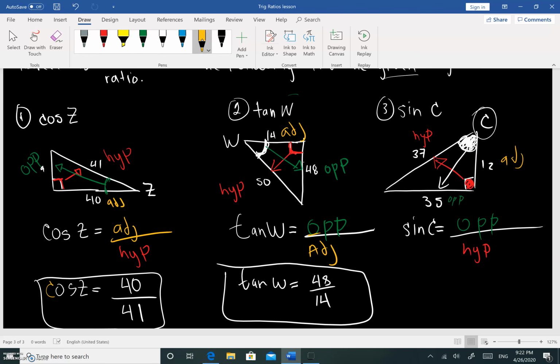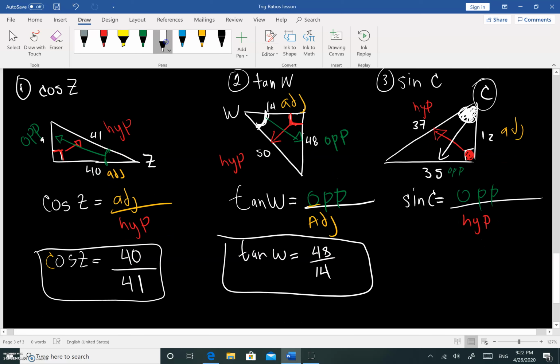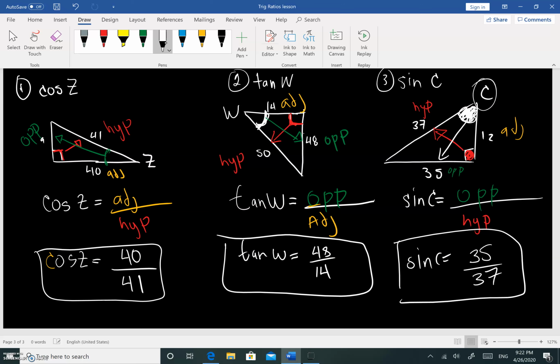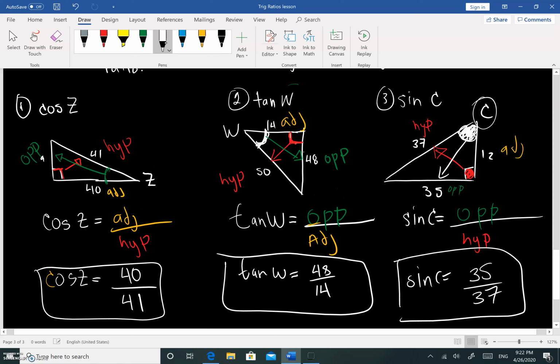So when I use my formula, sine of C is equal to the opposite. So that's going to be 35 over hypotenuse, which is 37. And that's pretty much it. Now, like I said, some programs are going to ask you to write it down as a decimal. So you're going to have to put it in a calculator and divide.